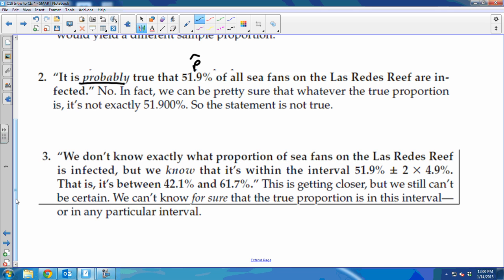And on the third one, we don't know exactly what proportion of sea fans on the reef is infected. But we know that it's within the interval 51.9% plus or minus 2 times 4.9%. All that says is this was p-hat, and this was plus or minus 2 standard errors. Remember, the standard error was 4.9%. So it's just actually coming up with a percentage for you this time. That is, it's between 42.1% and 61.7%. Do we know that P is inside there? No. We're 95% confident that it's within there, but we do not know that it's in there.